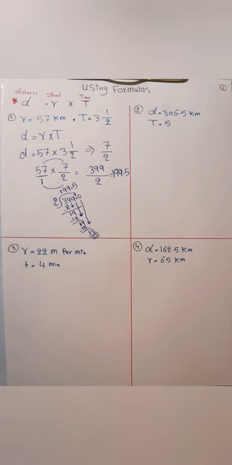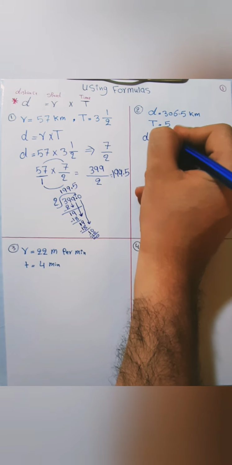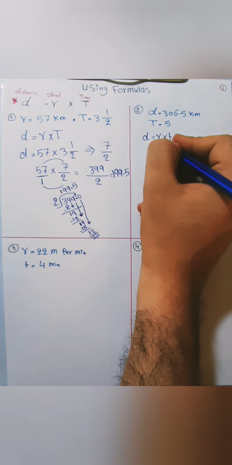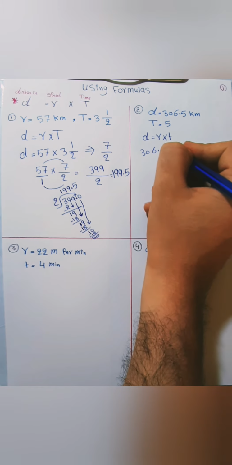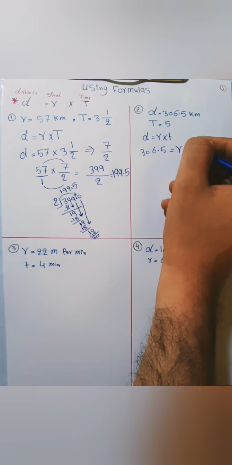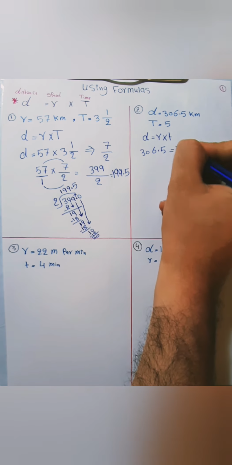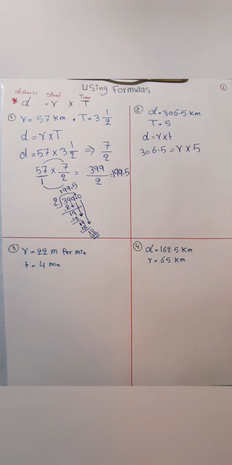Another example, number 2. We have d, it means distance, is 306.5 kilometers and time is 5. The rule is d equals r times t. D is 306.5 equals r, we don't have r, we don't know the speed, times t. T is time, 5, multiplied by 5.